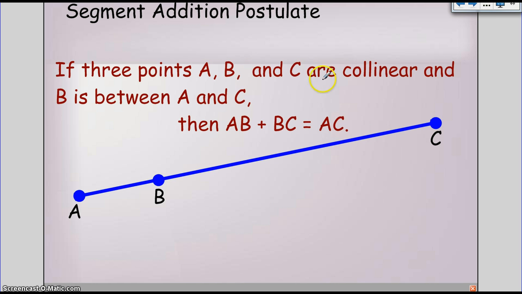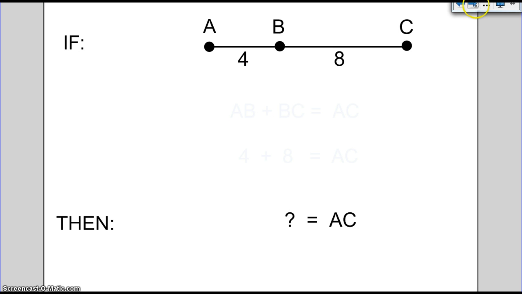Okay, segment addition postulate. If 3 points A, B, and C are collinear, and B is between A and C, which it is, then A to B plus B to C gives me the whole thing. So when I look at this, AB, BC, 4 and 8, how do I know what the whole thing is? Well, obviously you're going to say 4 plus 8 is 12. But make sure that we have to do every single step. So AB plus BC gives me A to C.